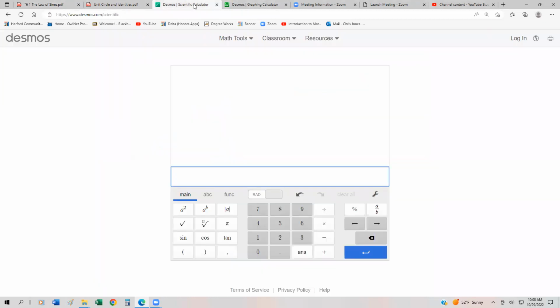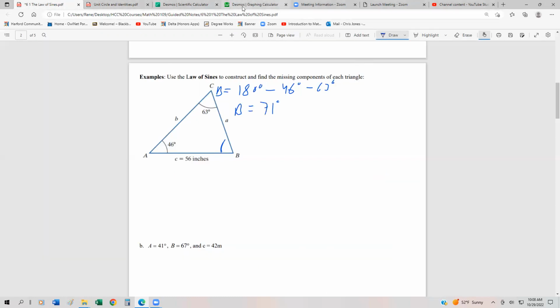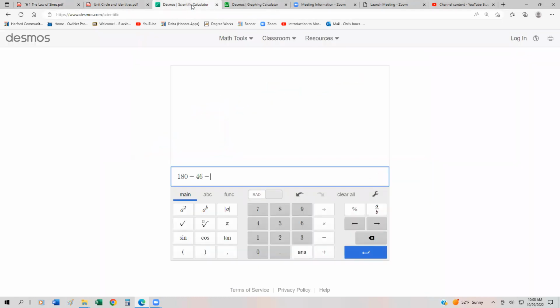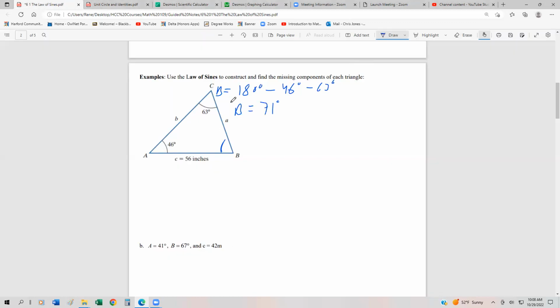So in our graphing calculator or scientific calculator, we can take 180 minus 46 and 63, and we get 71 degrees. So that's an easy one. Everybody's able to do that, and you don't need the law of sines to do that. So this is just our 71 degrees right here. Now, let's try to figure out side A.